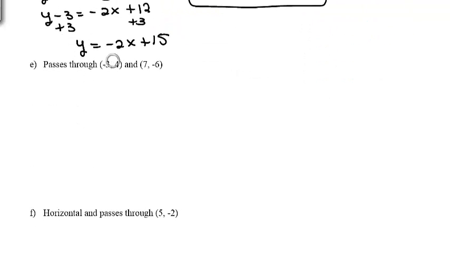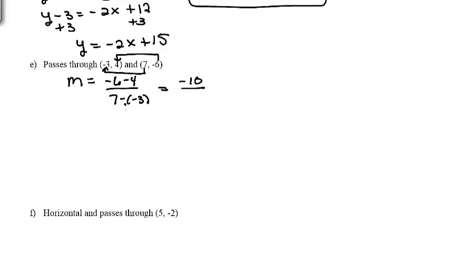In our next example, the line passes through (-3, 4) and (7, -6). So I'm going to calculate my slope. And I'm only going to do the slope in one way this time. So I'm going to take negative 6 minus 4, and on the bottom, it's going to be 7 minus a negative 3. And negative 6 minus 4 is negative 10. And 7 minus a negative 3 is plus 3, so that would be positive 10. And negative 10 divided by 10 is negative 1. So I have a slope of negative 1.